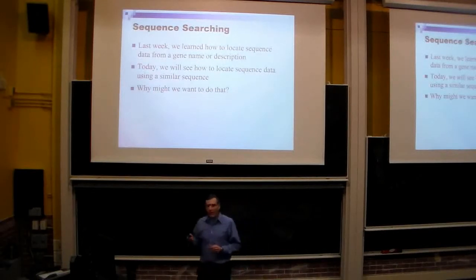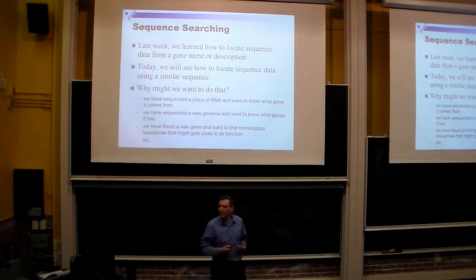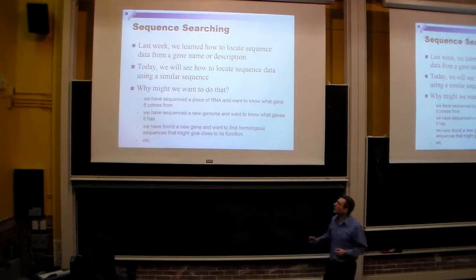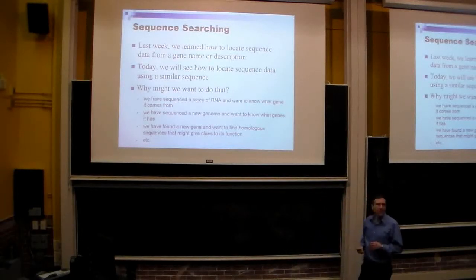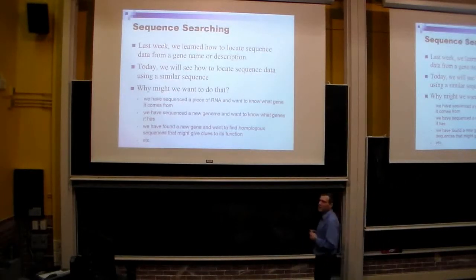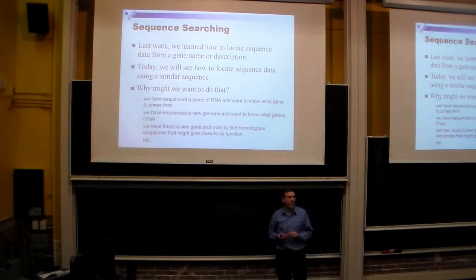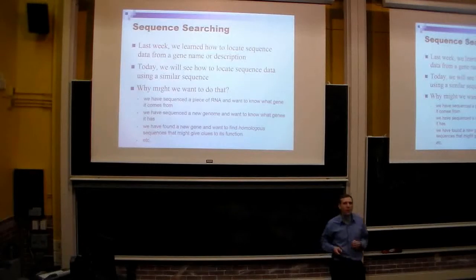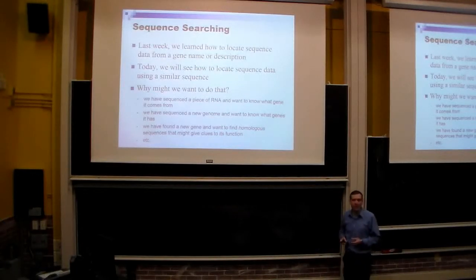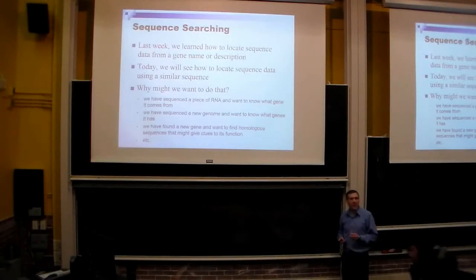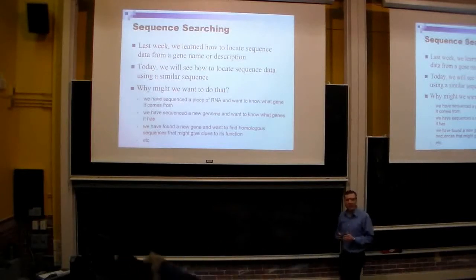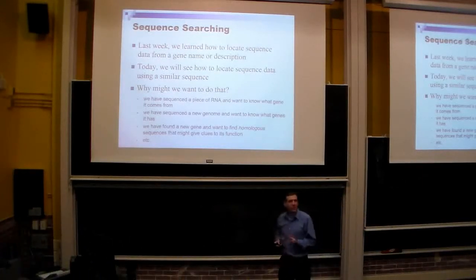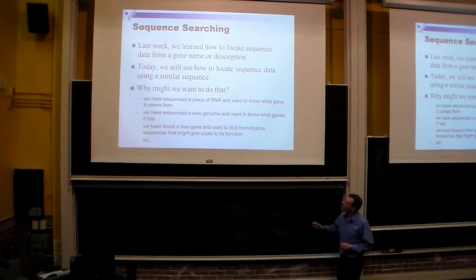We'll be seeing a lot of other applications over the course of the term, but some examples of these might be that maybe we've sequenced a piece of RNA. So maybe we're doing some environmental sampling, getting RNAs from a microbiome, a gut sample like I mentioned before. We want to know what organism these come from. That might be a case where we're trying to look in a database of DNA sequences and find things similar to an RNA sequence that we have.